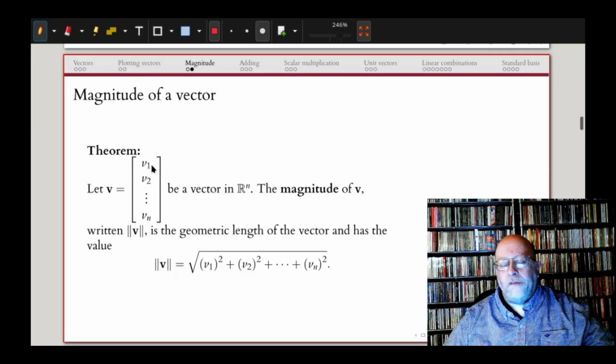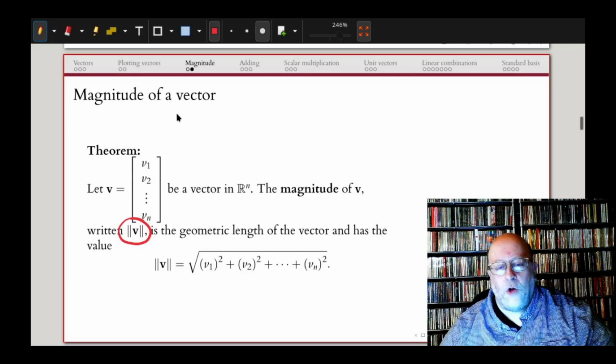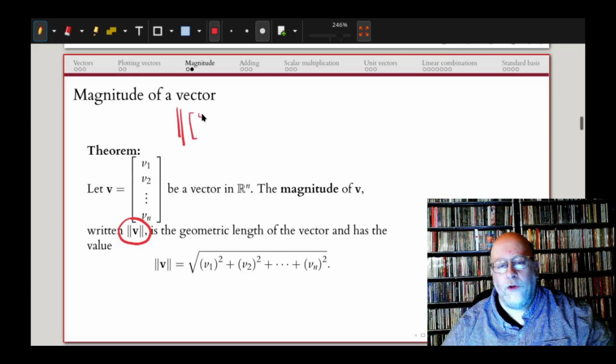We say for any vector that the magnitude is the length of the vector, and it has the value the square root of the sum of the individual coordinates squared. The notation for the magnitude looks like double absolute value bars. So we've done an example already. The magnitude of the vector 4, 3 is equal to 5.